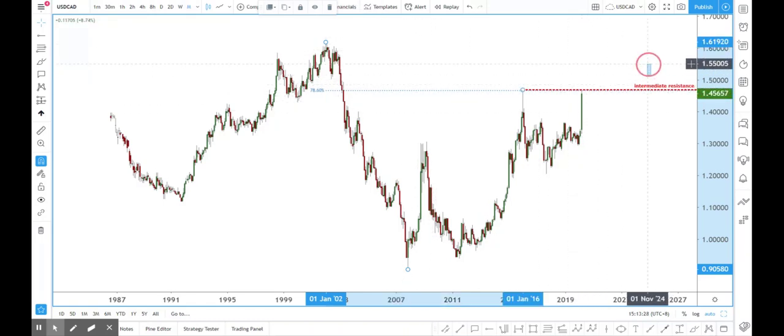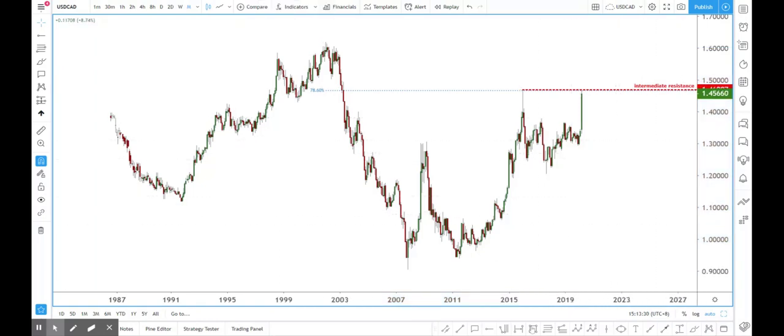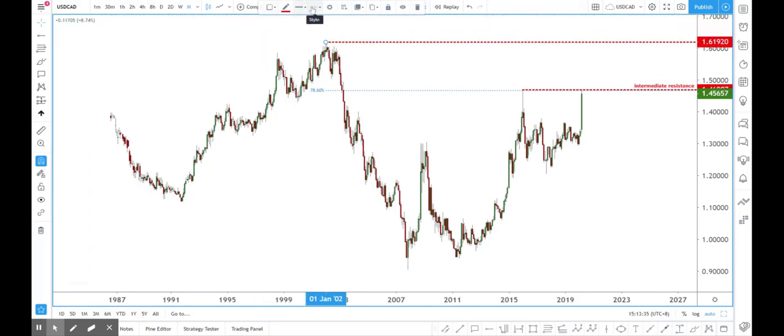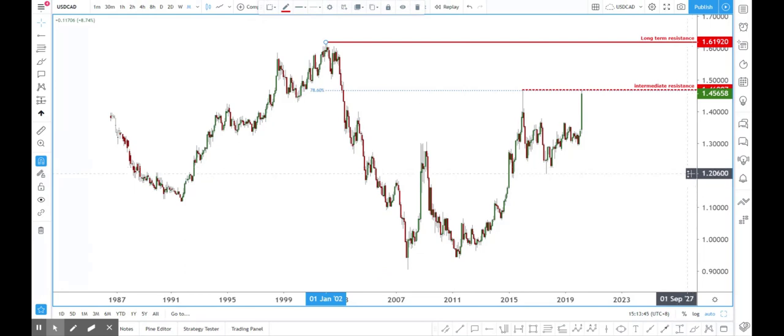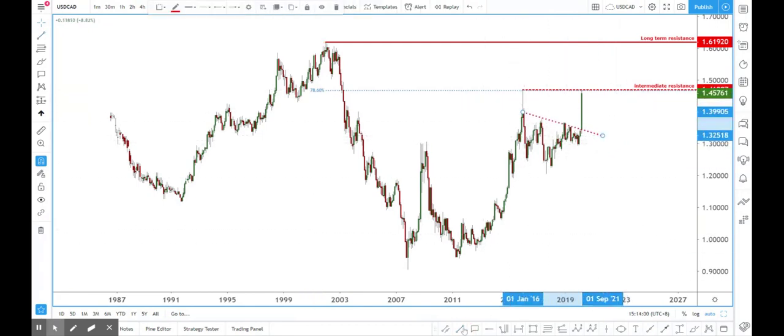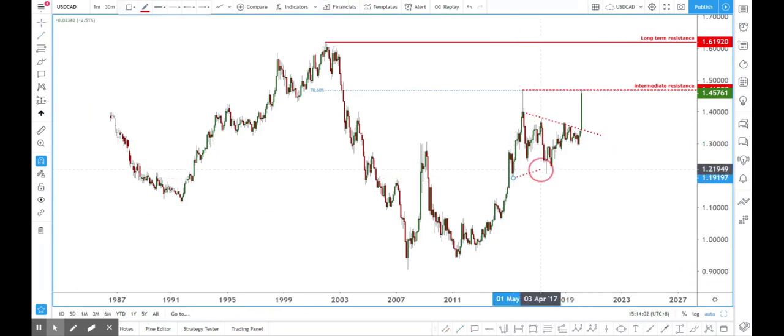The next long-term resistance level that I see will be the historical high here. So let's call this the long-term resistance. And now that we have the long-term resistance and long-term intermediate resistance, what we're going to do now is find the long-term support. And what I see here is price is actually currently in a sort of a triangle pattern, right?